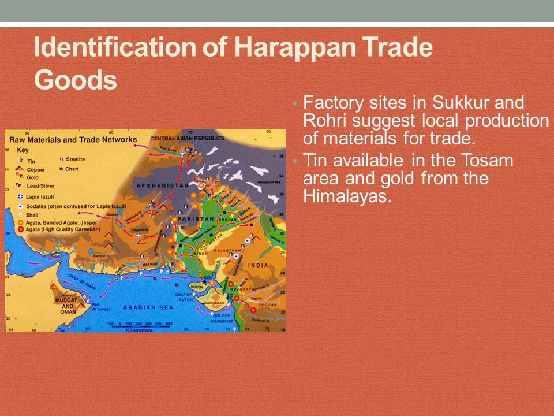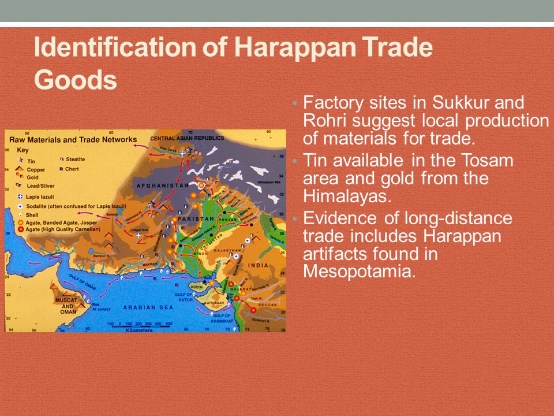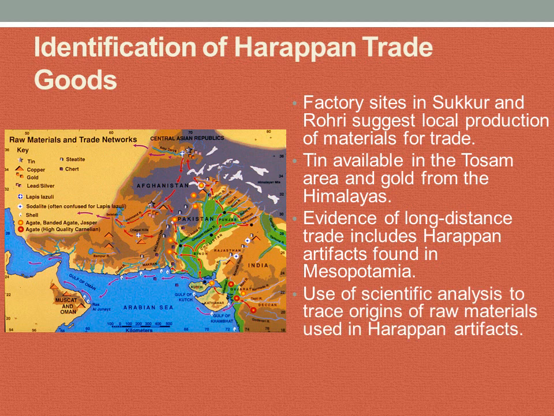Tin was available in the Tosam area and gold from the Himalayas. So the raw material tin was found in the area of Tosam, and gold was obtained from the Himalayan mountains. There is evidence of long distance trade that includes Harappan artifacts found in Mesopotamia. So long distance trade can be traced up to Mesopotamia, where Harappan artifacts have been found.